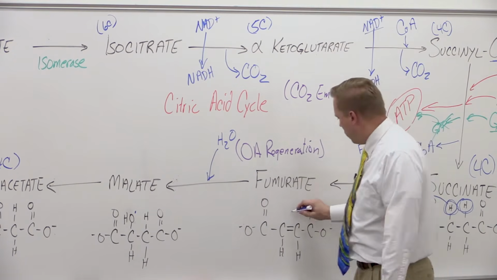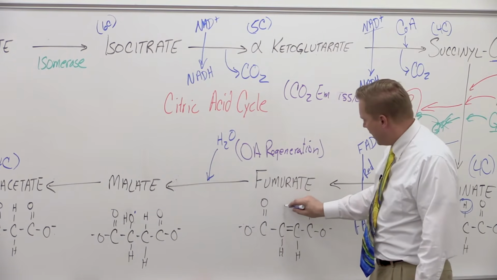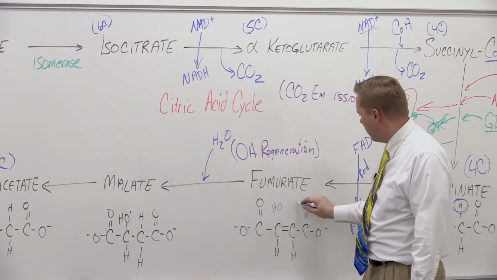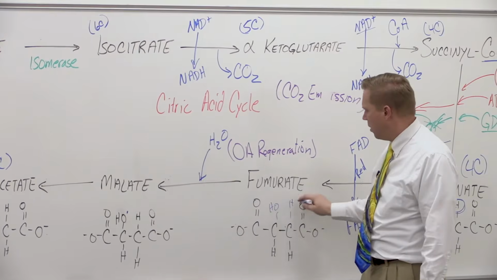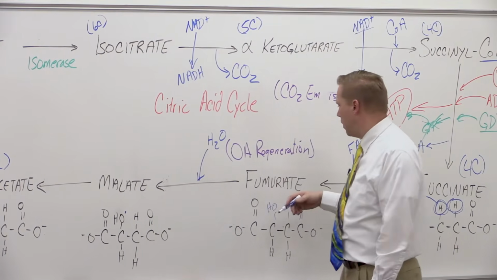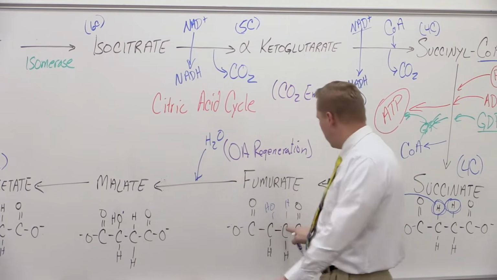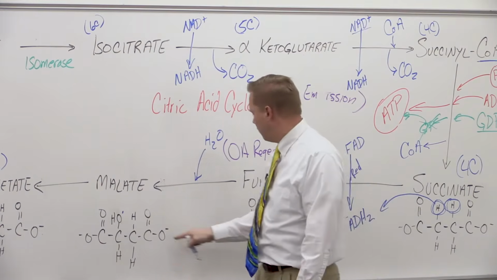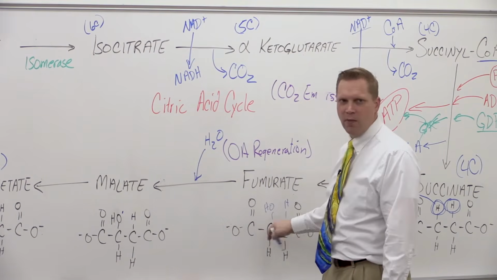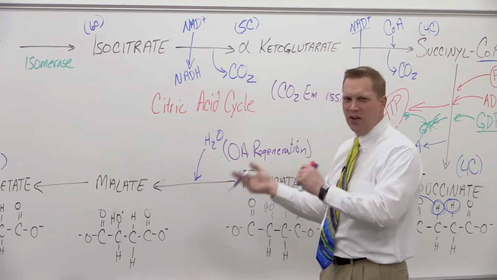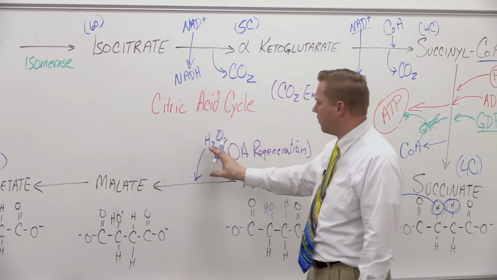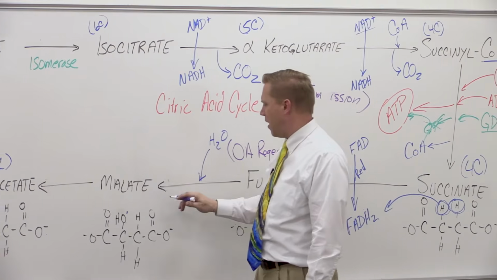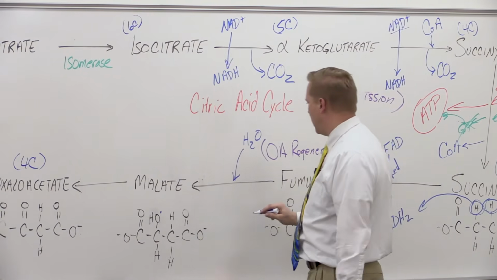But also, what's going to happen is the water is going to add right across that double bond. So we're going to break this double bond and reform it with those two. The water ends up being reduced, or this carbon becomes reduced, and then this carbon is going to become oxidized. So this is kind of an internal oxidation reduction reaction. We don't need any NAD plus or FAD in this step. But we do form malate.